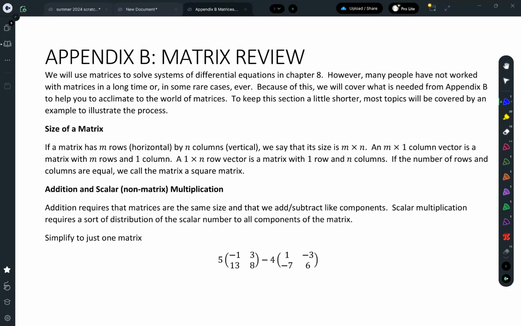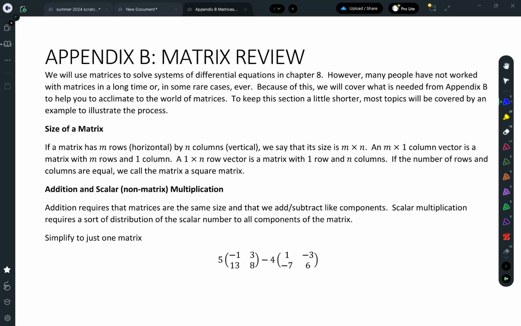Hello. Today we're going to cover what is called matrix review, but may actually not be a review at all for you. But it is the information that we need to know in order to go into the last chapter that we cover in this course. The last chapter is about using the eigenvalue problem in order to solve a system of differential equations.